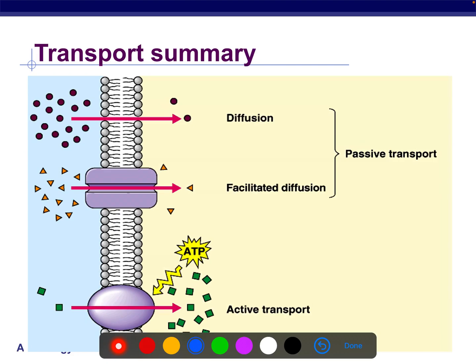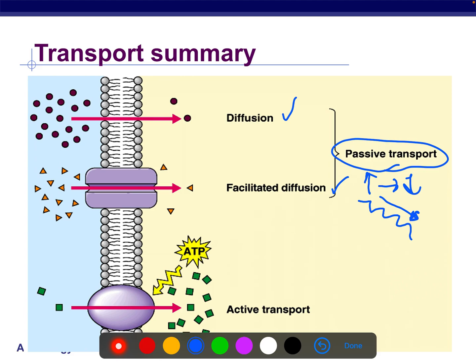Okay, so just a little summary of what we talked about today. We've talked about three different types of transport: diffusion, in which molecules move across on their own, and facilitated diffusion, where they need a doorway or a protein to help them. But both of these are what we call passive transport, where molecules are moving from a high concentration to a low concentration, or we're walking down the stairs. Walking down the stairs is more passive than walking up the stairs. So it's easier to move from a high to a low place than a low to a high place.